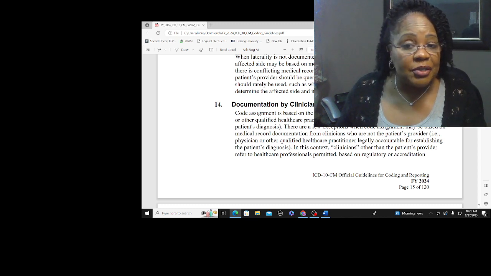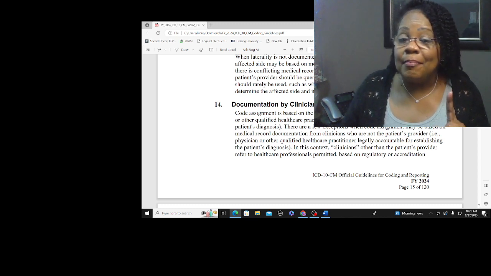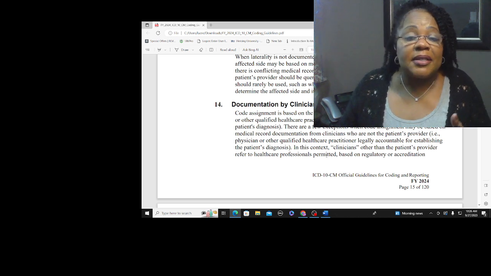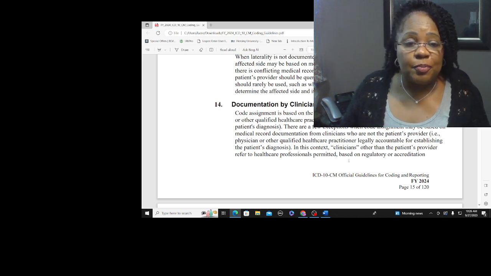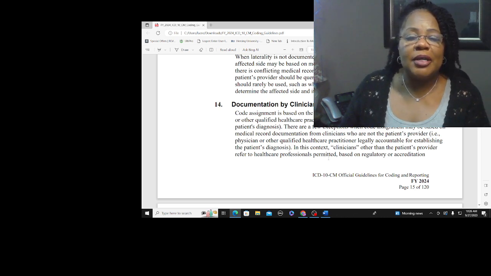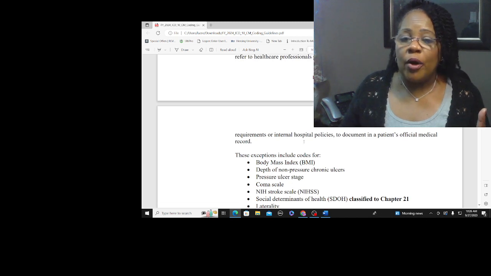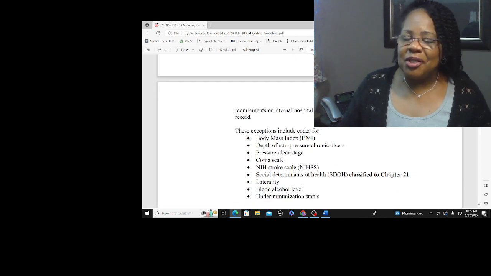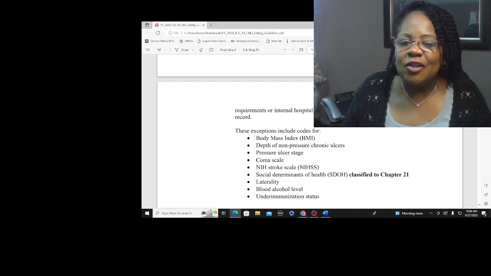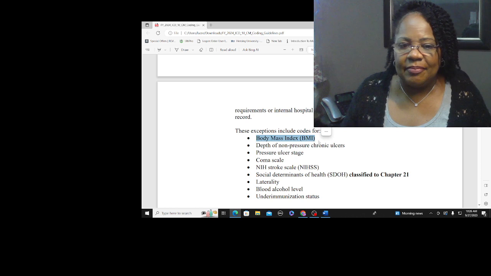There are a few exceptions when code assignment may be based on medical record documentation from clinicians who are not the patient's provider. In this context, clinicians other than the patient's provider refers to healthcare professionals permitted based on regulatory accreditation requirements or internal hospital policies to document in a patient's official medical record. And some of these exceptions include if the physician says the patient has obesity, morbid obesity, etc., we tend to look for body mass index, BMI.